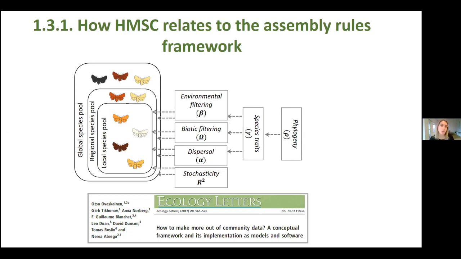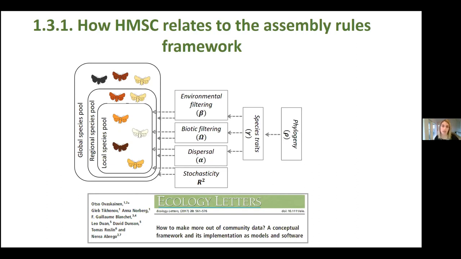We can also, with HMSC, relate our results to dispersal if we, for example, have spatial data, through the alpha parameter. The alpha parameter will tell us whether there are spatial structures remaining in the data that we cannot explain by the environmental conditions, and we may therefore link these to dispersal processes acting in our community.